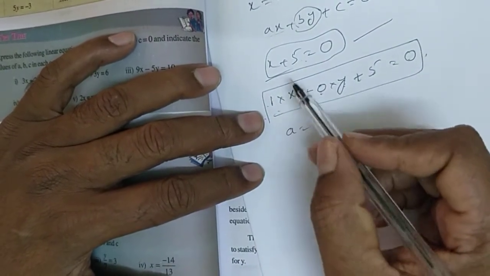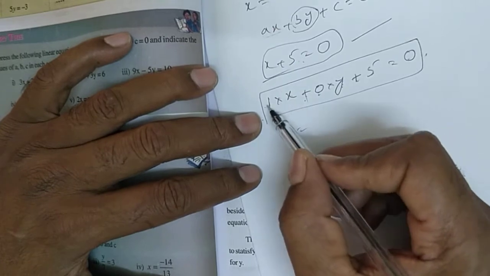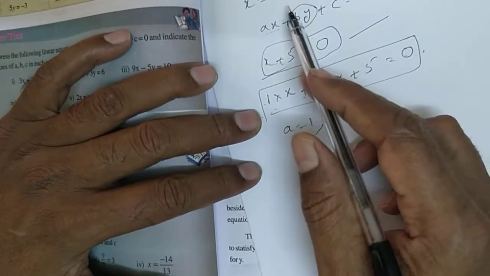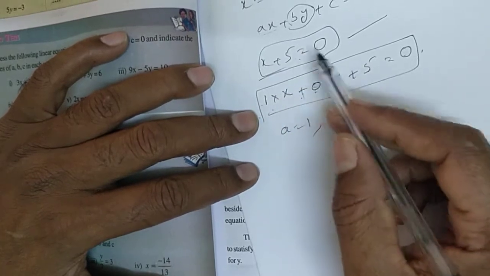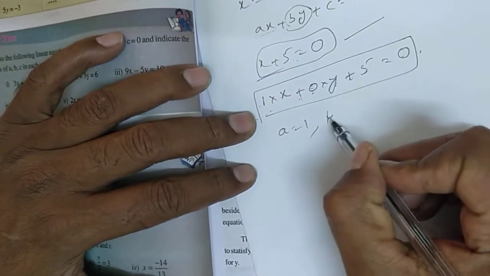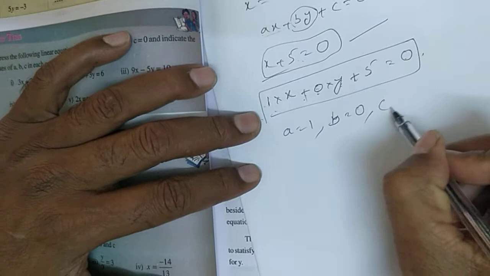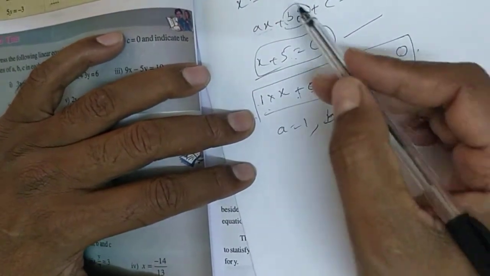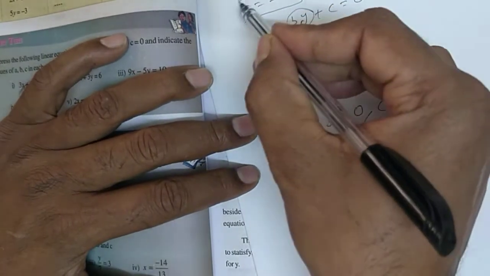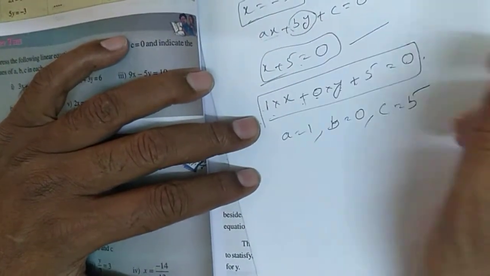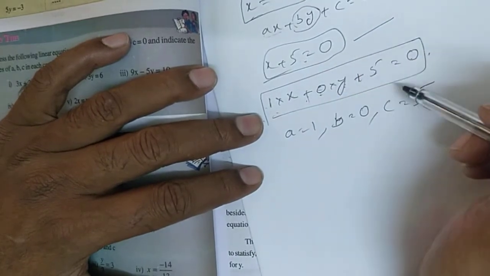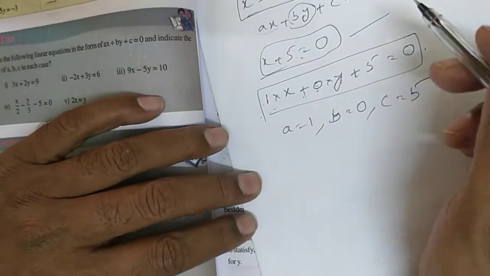A means the x coefficient is called a. The x coefficient you have here is 1. The y coefficient is 0. There is no y at all in the equation, so the y coefficient b becomes 0 here. The constant term is plus 5. So like that, whatever equation they give, you can write the a, b, c values by expressing the given equation in the form of ax plus by plus c is equal to 0.